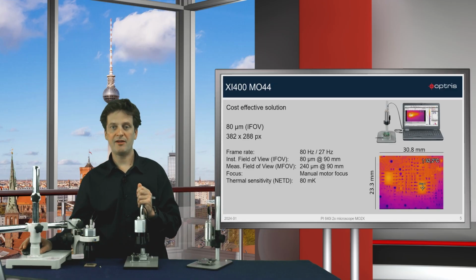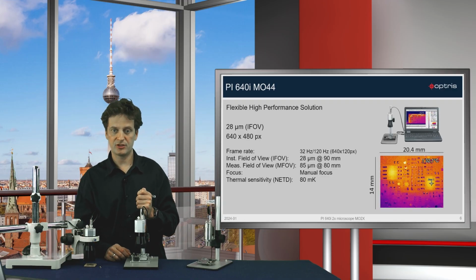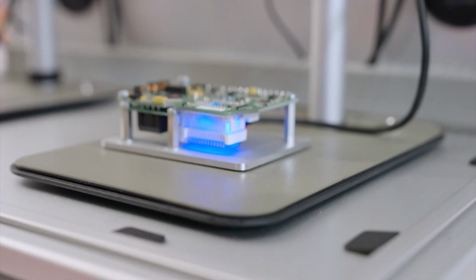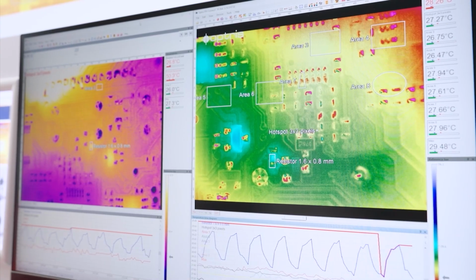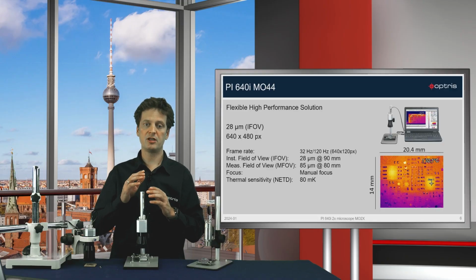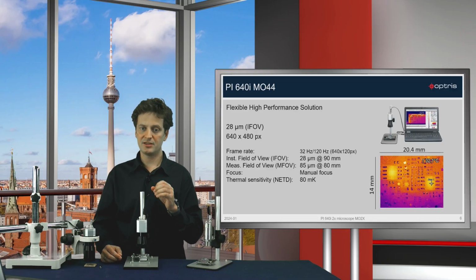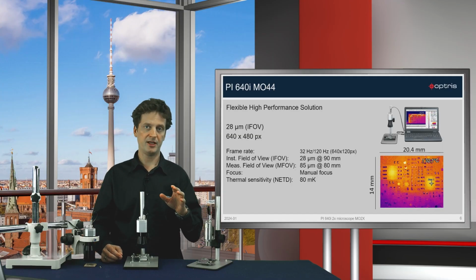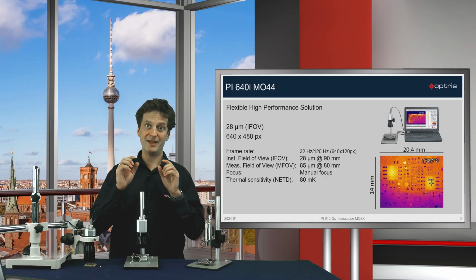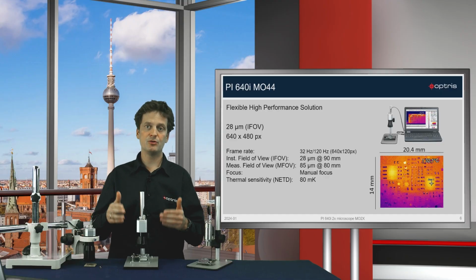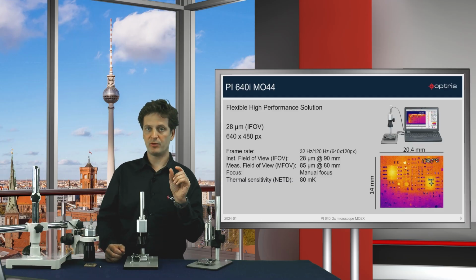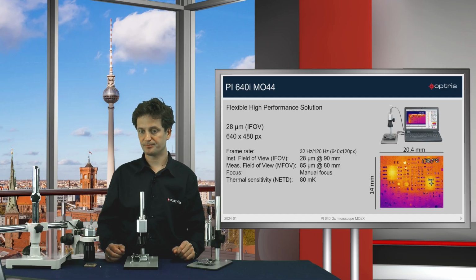In the middle, we have our PI640, as mentioned, the VGA camera coming with the MO44 optics. This is designed to have a much higher resolution. In detail, we see the big improvement. Here we are talking about 28 microns instantaneous field of view. A small explanation about instantaneous field of view: we're talking not about the spot size, but the pixel size which the camera is able to resolve. That means 1 pixel in this case equals a square with a side length of 28 microns.